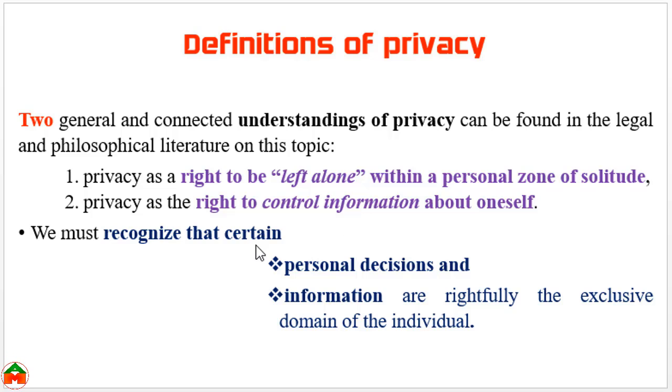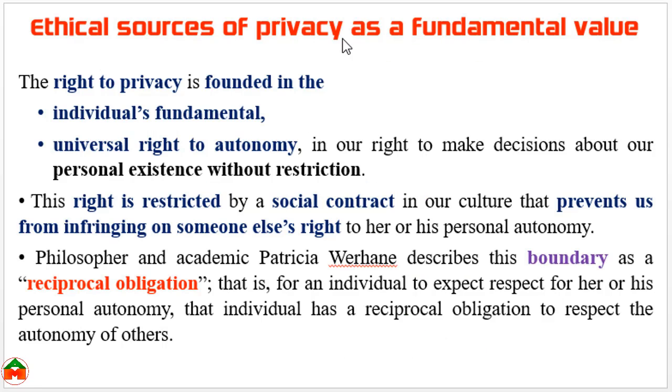We must recognize that certain personal decisions and information are rightfully the exclusive domain of the individual. Ethical sources of privacy as a fundamental value. That means here we are going to learn about the sources of privacy. We can see the right to privacy is founded in the individual's fundamental and universal right to autonomy, in our right to make decisions about our personal existence without restriction. That means this is our universal right to restrict the intrusion to our personal existence.